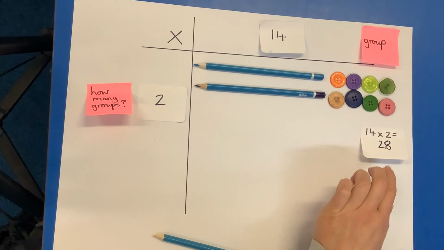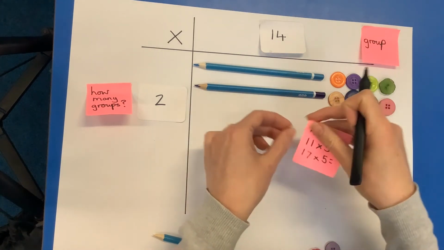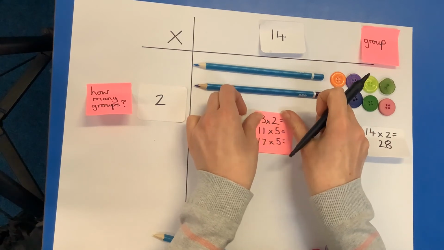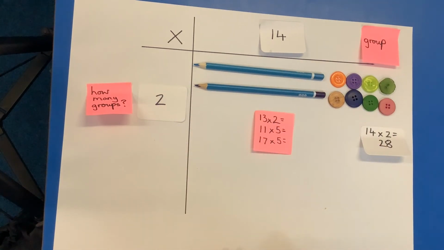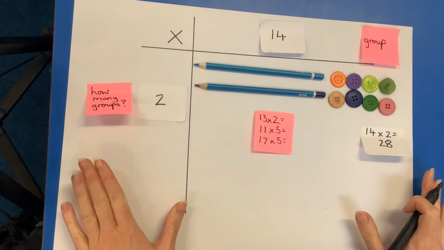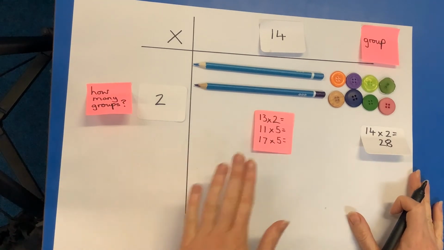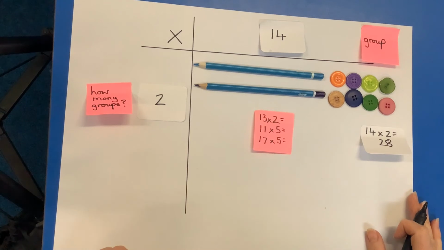Okay, I've got one more post-it left. I'm going to give you some ideas to go and have a go at. So can you make these with things around the house and your big piece of white paper? If you could photograph them, that would be brilliant, and send them in. I'm also just going to show you how to record it in your book.